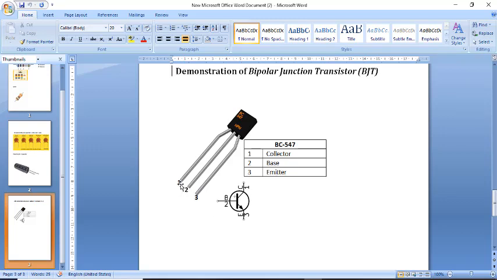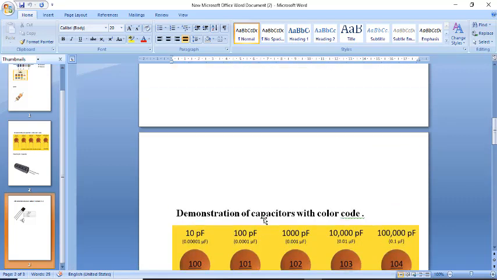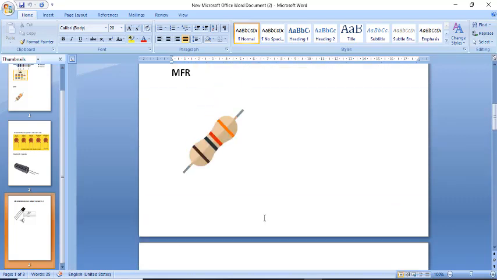You can see that 1, 2, 3. If you take the flat surface in your front and the legs are downwards, that time from left to right, the collector, base and emitter. Okay, collector, base, emitter. This is the NPN transistor, obviously. Okay, that's all. Now we will move to the next part.